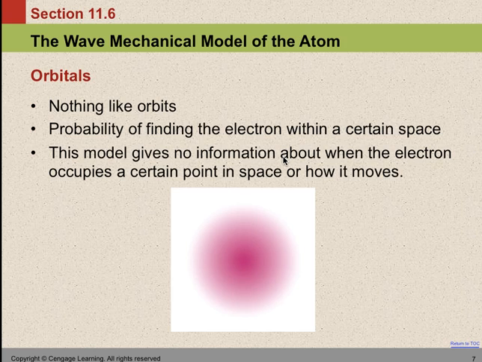It gives no information about when the electron actually occupies a certain point in space, nor does it give us information about how it moves, how it gets from one spot to another. All it does is define a three-dimensional space where the electron is likely to be found. This has been backed up with experiments, so it is accepted as the model of the atom.